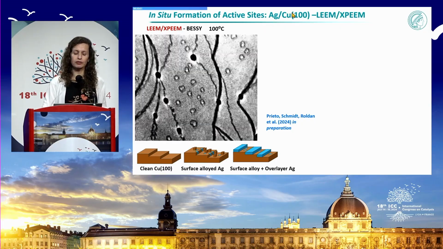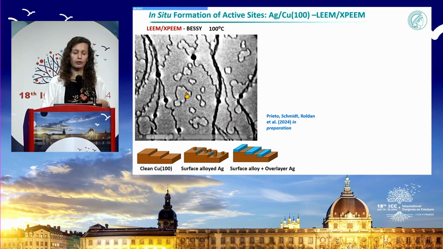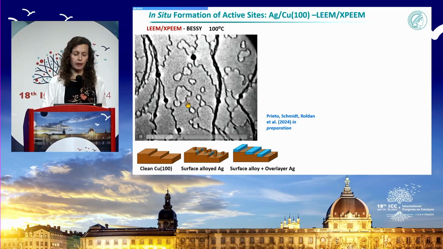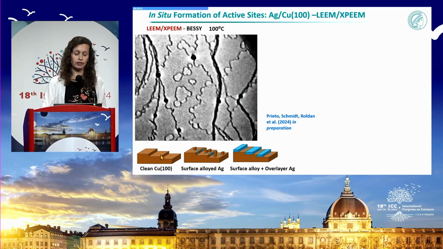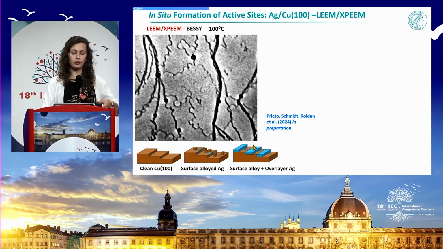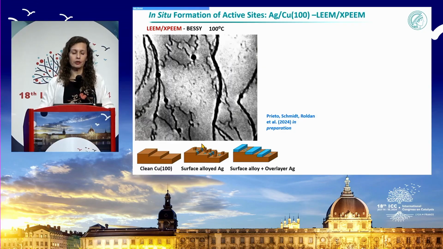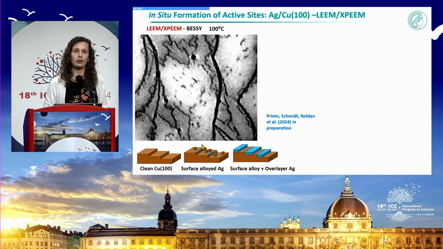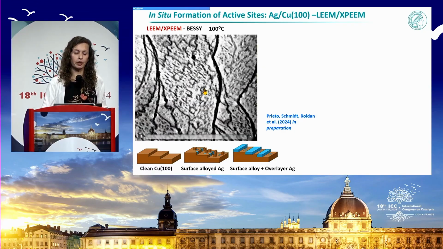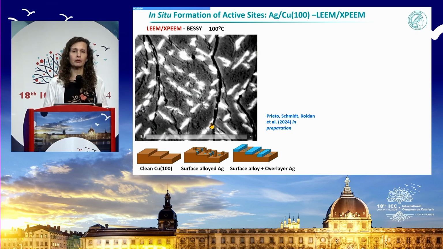We have a copper surface, and we start evaporating silver. And what you see here is the growth of silver, so different coverages. We can go from this clean surface to a surface alloyed with silver, and then we have a mix of silver plus this surface alloy. From these videos that I show you here, you can see that we can follow the growth very nicely, but as I mentioned before, we can also follow spectroscopically where the silver is with respect to the copper.